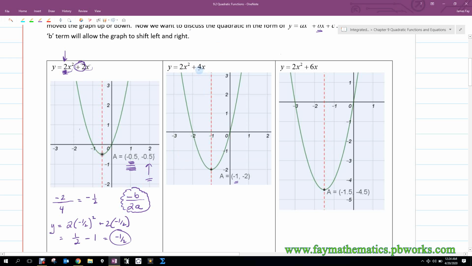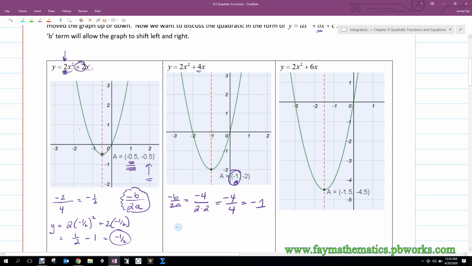So take the opposite of b, which would now be negative 4, because it's a positive 4 here, over 2 times a, and your a is 2. That's that 2 there. So negative 4 over 4 then gives me negative 1. And that is that value there.